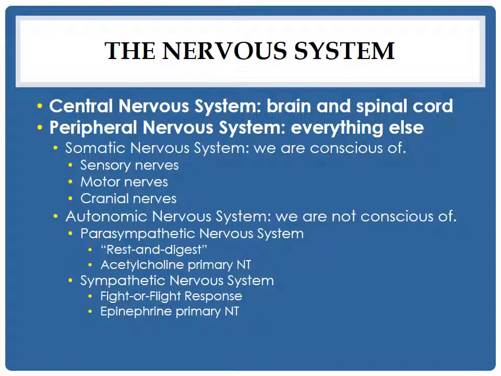And then the sympathetic nervous system is the fight or flight response, where you can respond to something that comes up suddenly. And epinephrine or adrenaline is the primary neurotransmitter there. And the point here is that they have separate primary neurotransmitters, acetylcholine for the parasympathetic system and epinephrine for the sympathetic nervous system. Since they use different neurotransmitters, drugs that affect acetylcholine or adrenaline will only affect one or the other of those two systems.